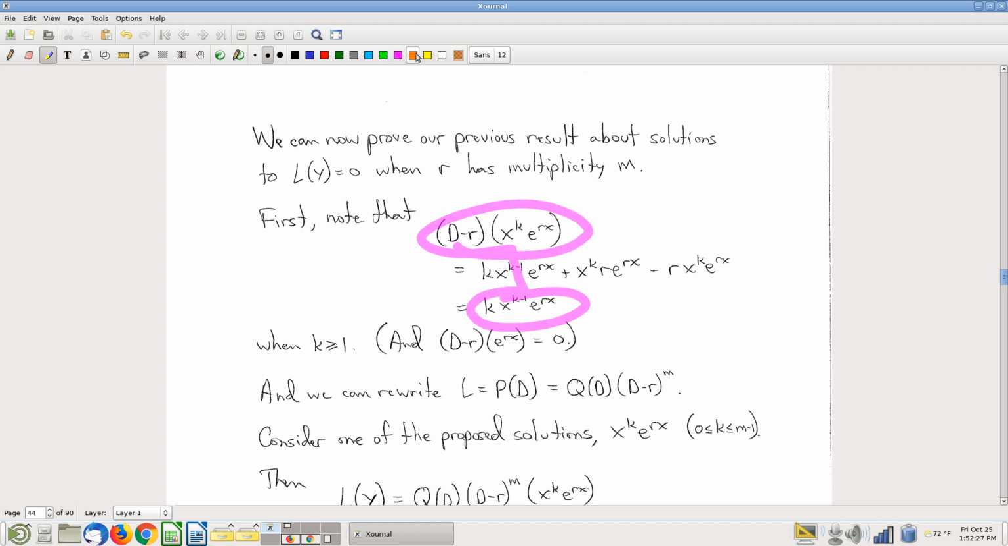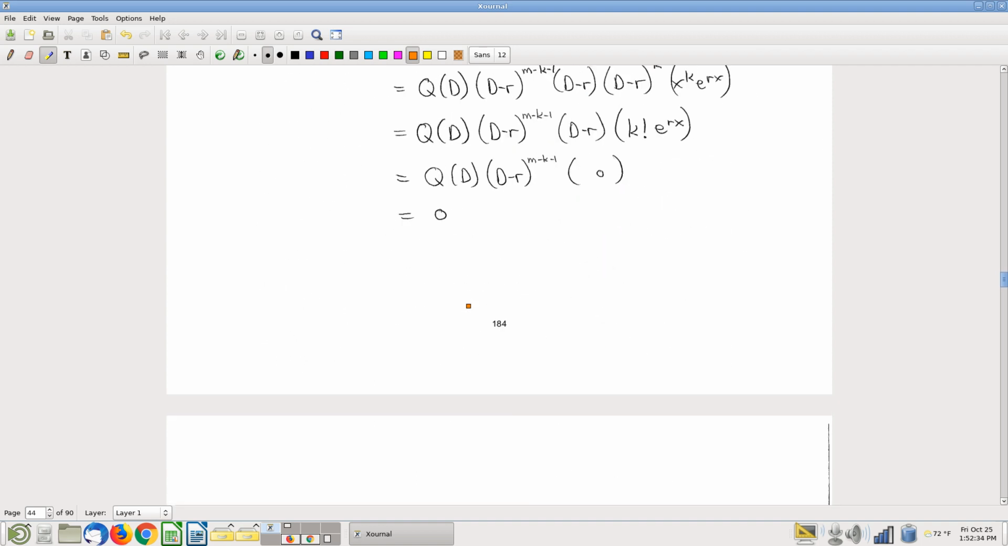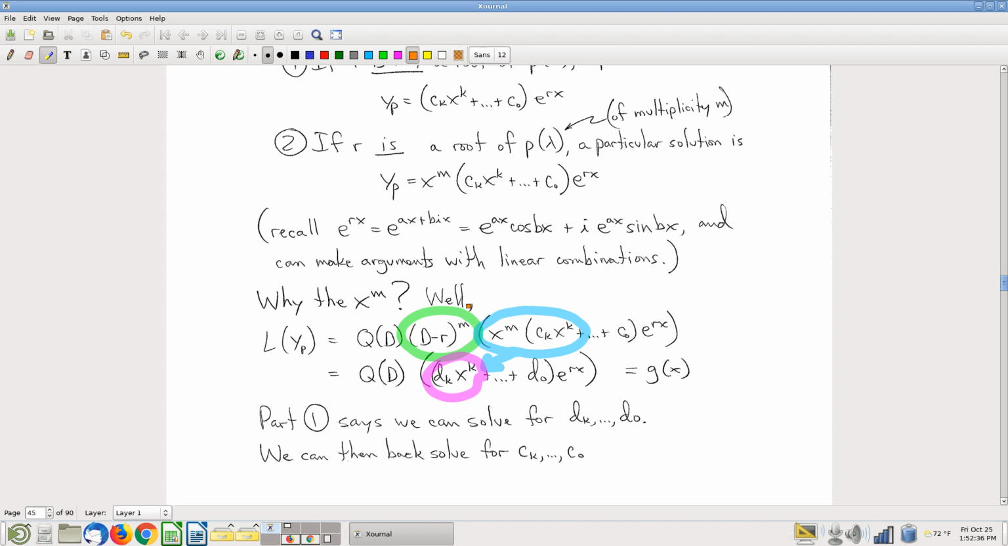Every time we get an extra factor out front, that's just whatever that number is. And there's your relationship between your C's and your D's. So solve this equation, back solve to get that, which is that.